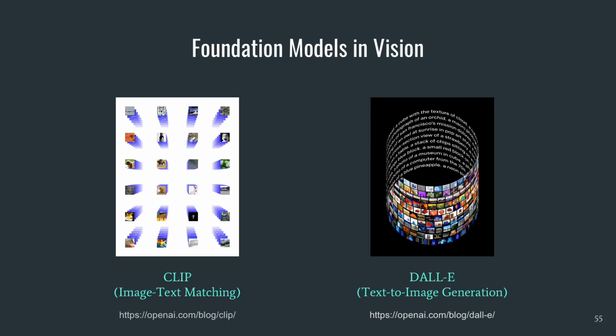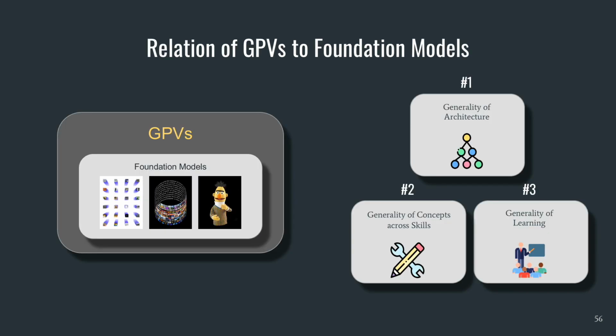Now that we have a better understanding of GPVs, the three tenets, and the evaluation methodology, let us go back to our discussion of foundation models. In spite of impressive generalization performance achieved by foundation vision models like CLIP and DALL-E, their contributions in some sense have been in scaling the number of concepts for specific skills, namely image text matching for CLIP and text to image generation for DALL-E. However, scaling the number of skill concept combinations while satisfying the three tenets of GPV continues to present an exciting challenge for the vision community.